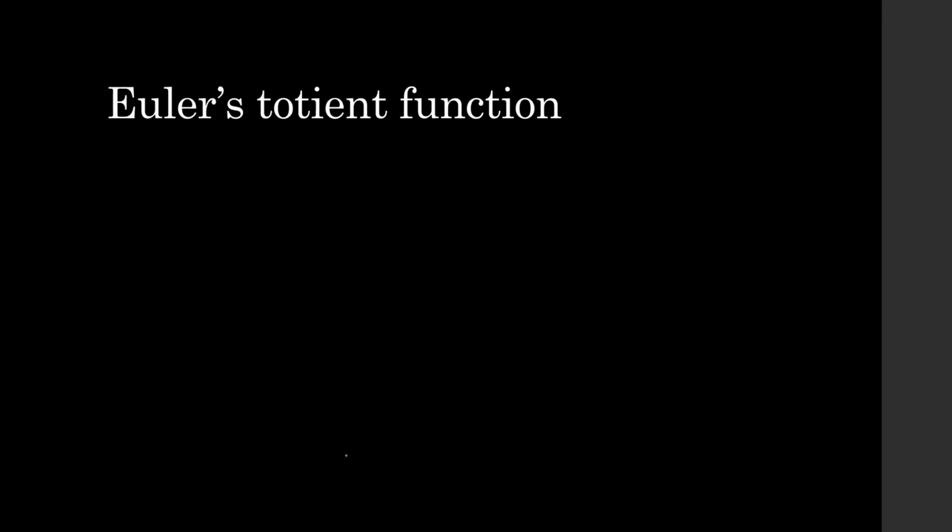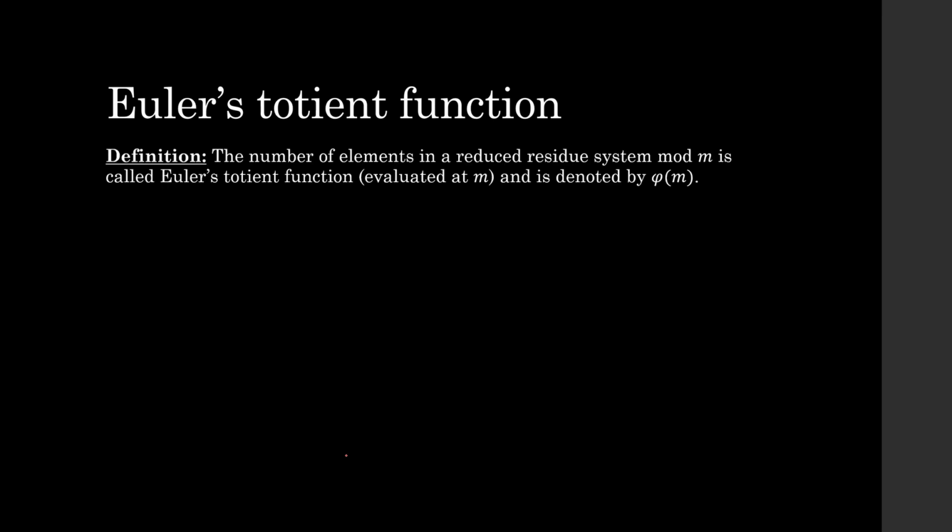So what's Euler's totient function, which is going to be useful for our next theorem? Euler's totient function is just counting the number of elements in a reduced residue system mod m, and it's called Euler's totient function evaluated at m. It's denoted by phi of m. This here is phi, the Greek letter phi.